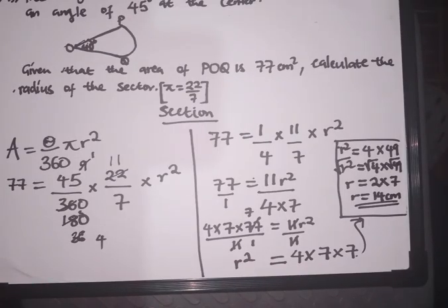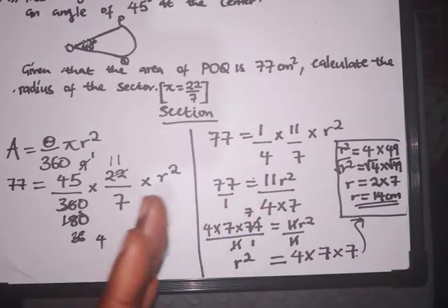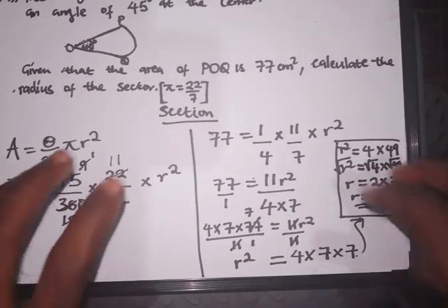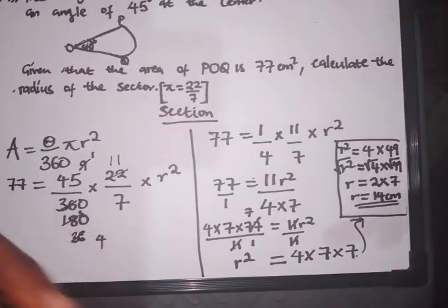So this is how simple this question is. I'm repeating myself: do not multiply, always simplify. Examiners bring numbers which can be simplified, so use that to your advantage.